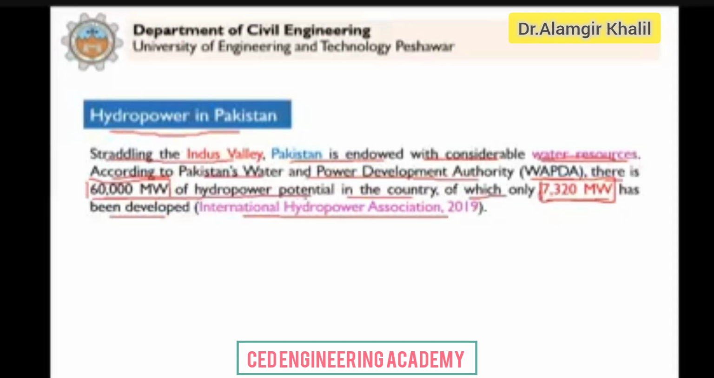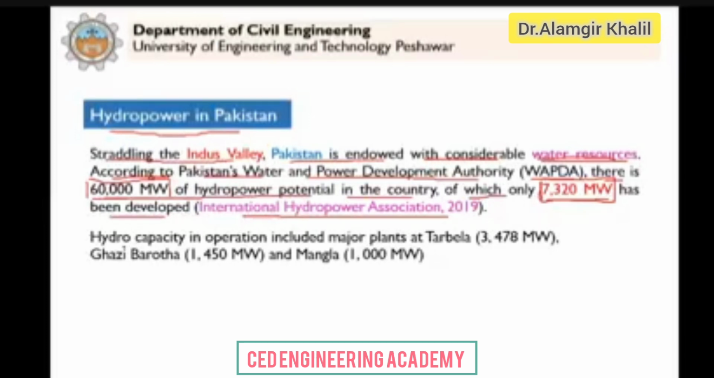So from where is this hydropower generated? Hydro capacity in operation included major plants at Tarbela. At Tarbela, the initial capacity was 3,478 megawatt. The Ghazi Barotha, which is not a dam, but just a channel which runs from Ghazi to Barotha, has a head available that we are utilizing to generate hydropower, and it is providing us 1,450 megawatt of electricity. And the other major reservoir, the Mangla Dam, is generating about 1,000 megawatt of hydropower. These are the major plants. Besides, we have medium and small size hydropower plants.